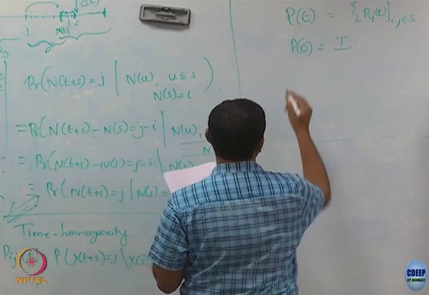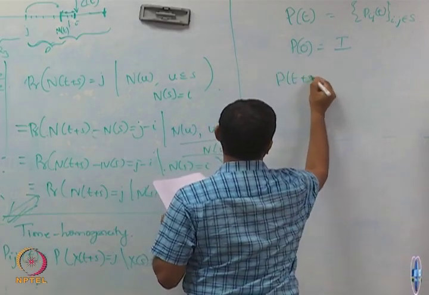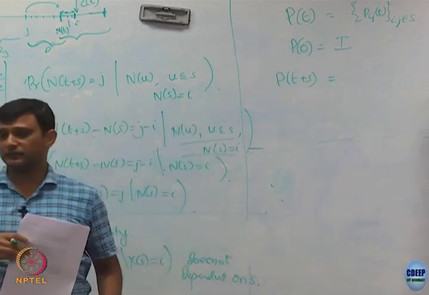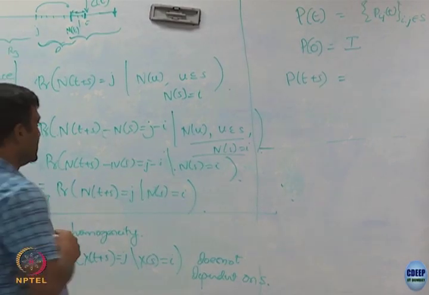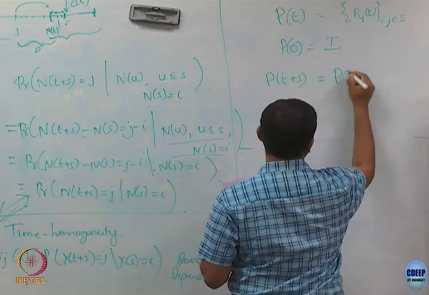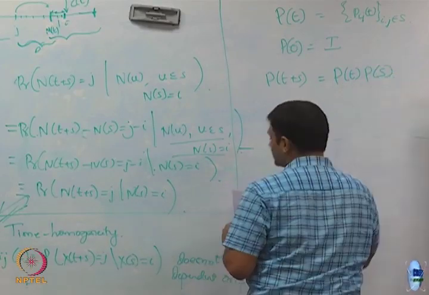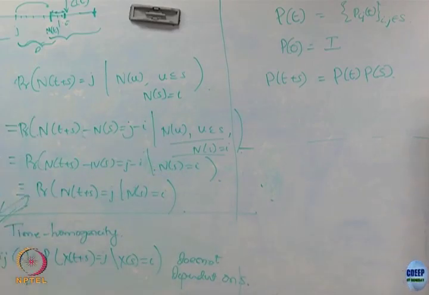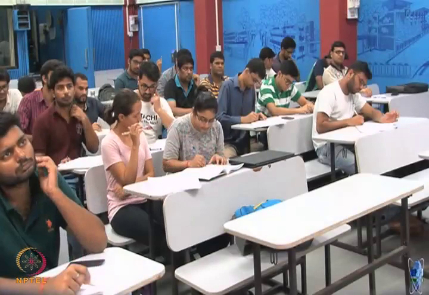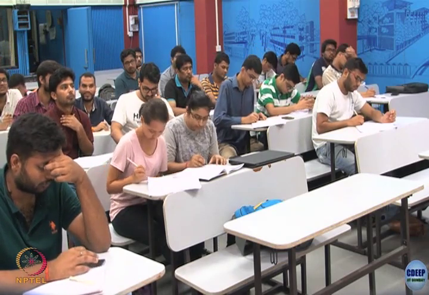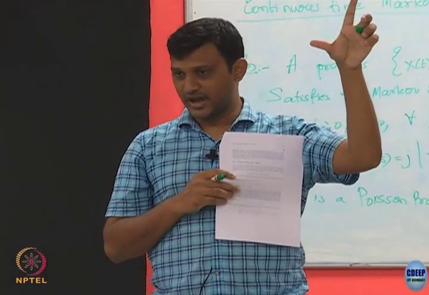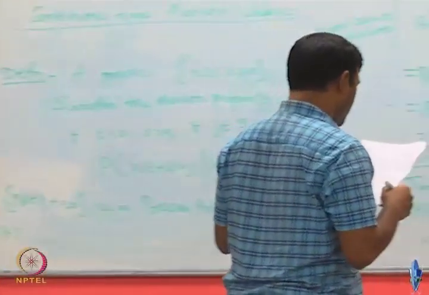And then this we are going to skip, but you can verify that the transition probability matrix for time t plus s can be written as P(t) times P(s). This is similar to what we did for DTMC, where we could split the transition probability matrix for a sum of two discrete times into that of the individual times. So we are doing the same thing here, following the same steps, just skipping this.